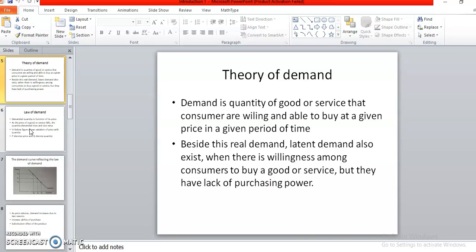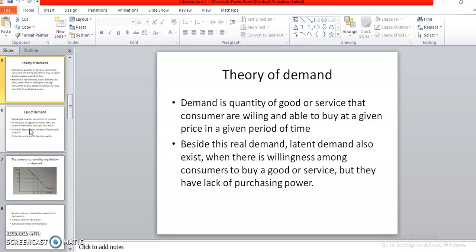Demand is the quantity of a good or service that consumers are willing and able to buy at a given price in a given period of time. So demand, the consumer's willingness to buy a particular product at that time, is nothing but the demand for that product. Besides this real demand, there is also latent demand. Latent demand is the willingness of the consumer to buy the product, but the consumer does not have the buying capability or purchasing power. In that case, it is called latent demand.